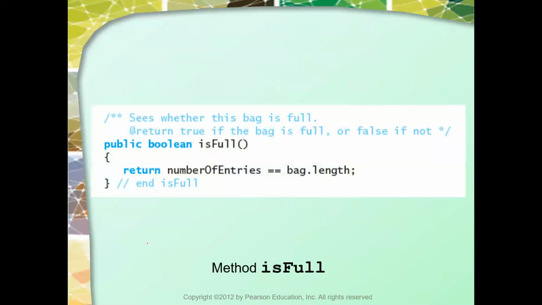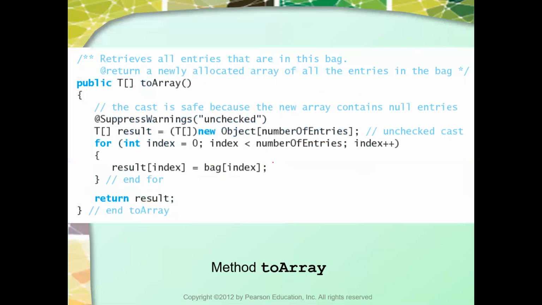Here's the isFull method. That's just checking to see if the number of entries is the same as the size of the array. And you don't have to have any if statements when you do that. You notice there's an equality operator there. That's either true or false. So you don't have to say if number of entries equals bag.length, return true, else return false. You can just say return number of entries equals bag.length. A little bit of a shortcut, shows you know what you're doing.